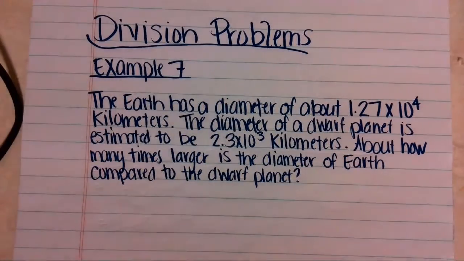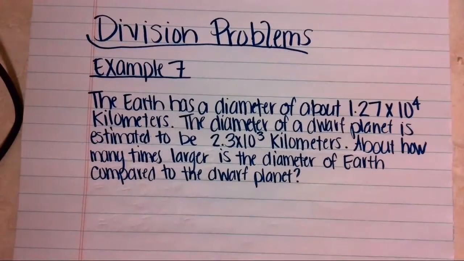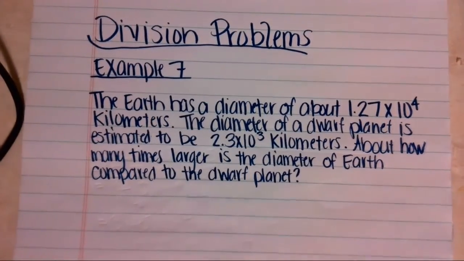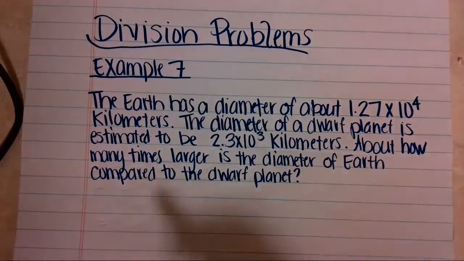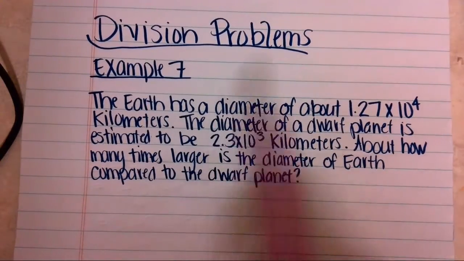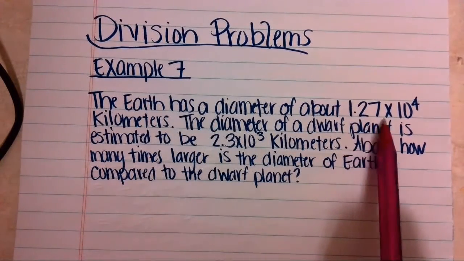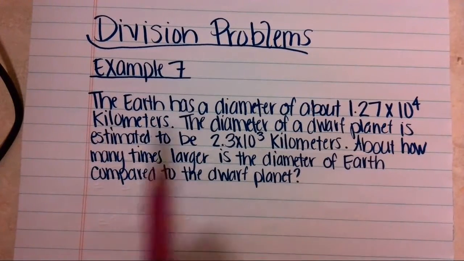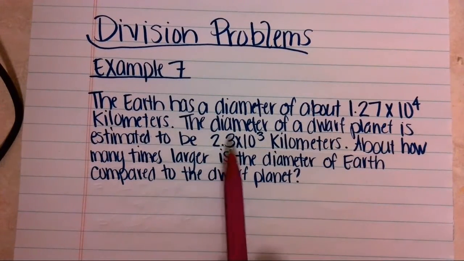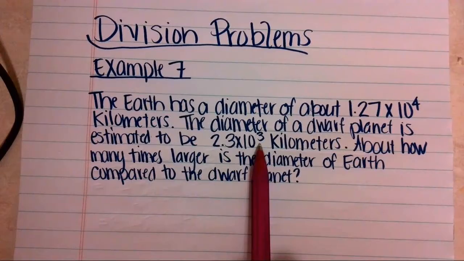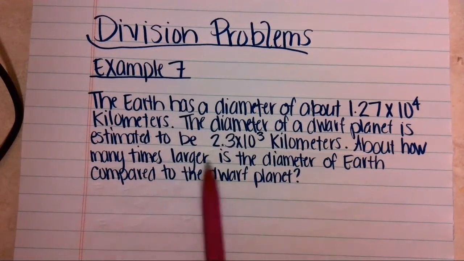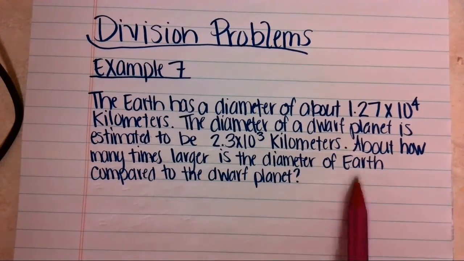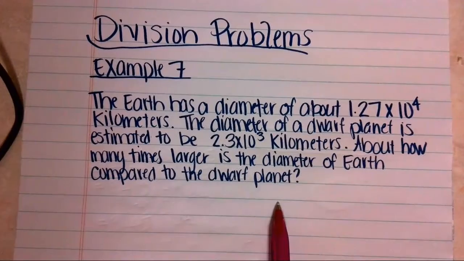We are down to our last two problems, and these are division problems. So let's figure out why they're division, and let's work them out. The Earth has a diameter of about 1.27 times 10 to the 4th kilometers. The diameter of a dwarf planet is estimated to be 2.3 times 10 to the 3rd kilometers. About how many times larger is the diameter of the Earth compared to the dwarf planet?